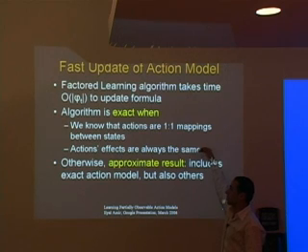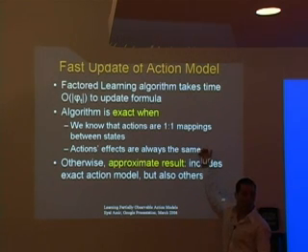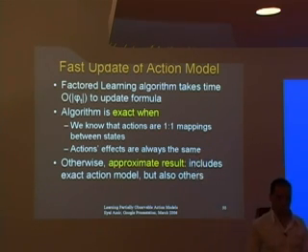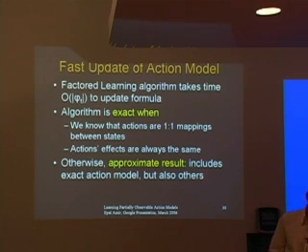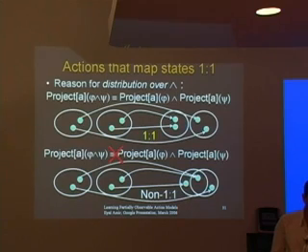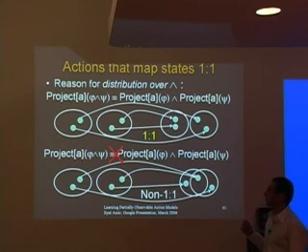And also, if I had actions that are not one-to-one, but if they had no conditional effects, then I could also do a similar update. Otherwise, I will get just an approximate result. So here is an explanation. Let me explain to you why mapping states one-to-one matters. This is the last technical part of the talk.